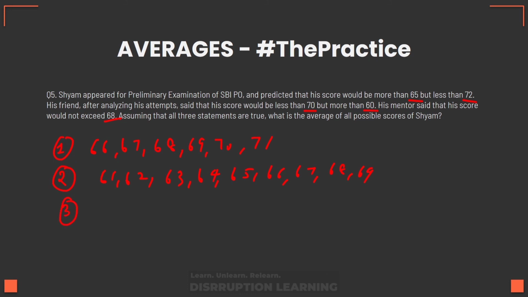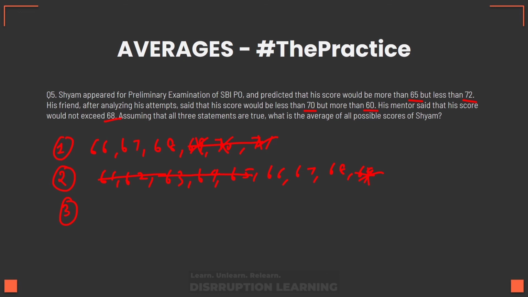Now as per the third statement, his score would not exceed 68, which means it can either be 68 or below 68. Now to make all three statements true, we need numbers which are common in all three predictions, right? So let's see first the numbers which are exceeding 68. So 69 is not possible, 71 is not possible, 70 is not possible. So these numbers are not possible. Now let's see the first two statements. 66, 67 and 68 are common. So all others are going to be out of the picture.